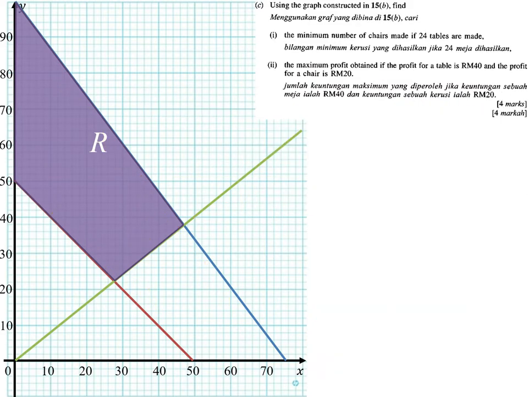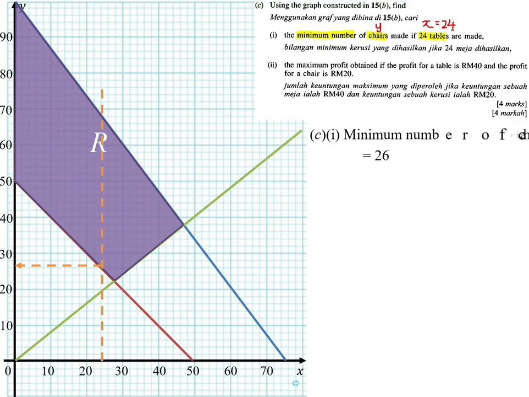Question C, use the graph constructed to find the minimum number of chairs. So the chair in this case is Y. If 24 tables are made, when the X is 24, what is the value of Y? 24 is somewhere here. 26, right? So the minimum number of chairs is 26. That will give you 1 mark.